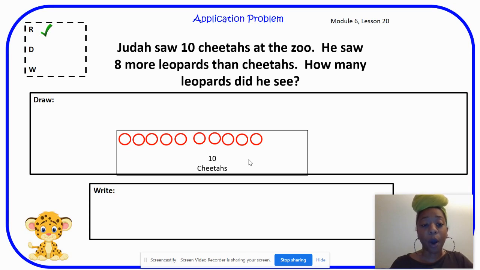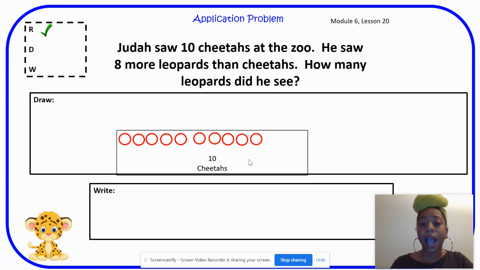Do we need to draw another part or do we need to draw another whole? Let's go back to the question and see. Judah saw 10 cheetahs at the zoo. That's our first part. He saw 8 more leopards than cheetahs. So is the number of leopards going to be my whole, or is the number of leopards going to be my part?